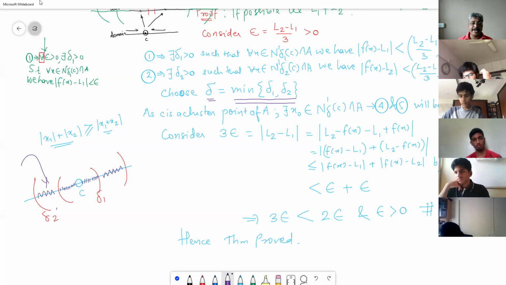That sample point x naught in the delta neighborhood of C is very well behaved. That is what is the meaning of that statement.